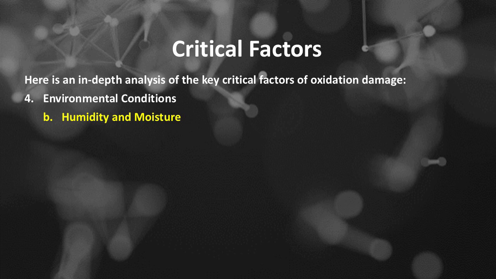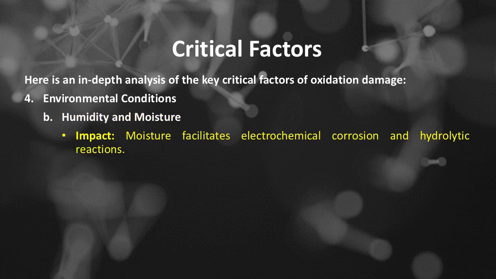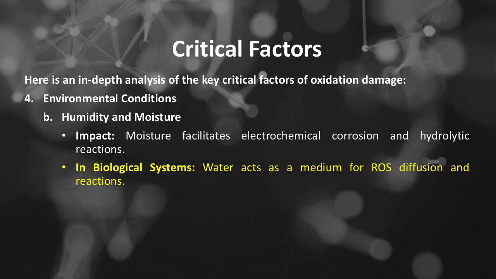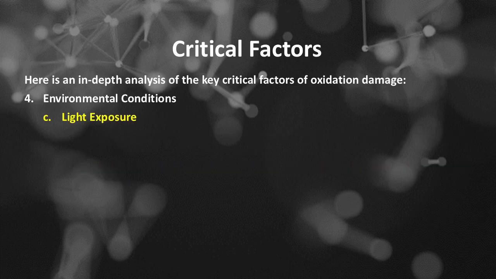Number B of environmental conditions is humidity and moisture. Impact: moisture facilitates electrochemical corrosion and hydrolytic reactions. In biological systems, water acts as a medium for ROS diffusion and reactions. Number C of environmental conditions is light exposure.